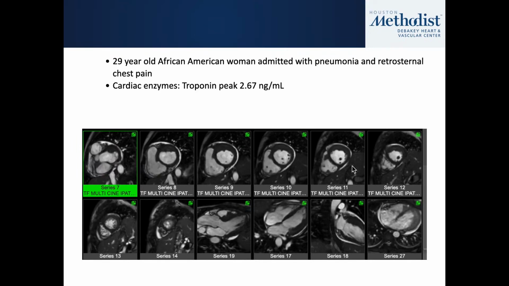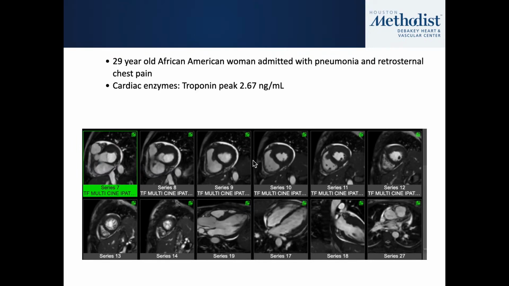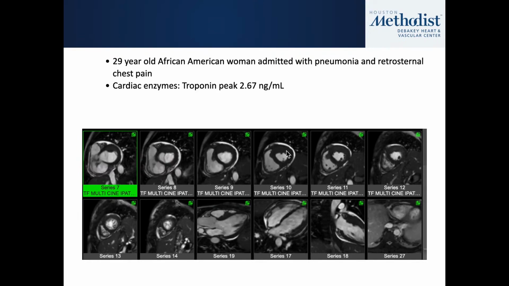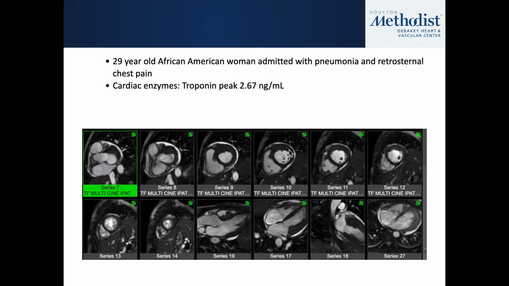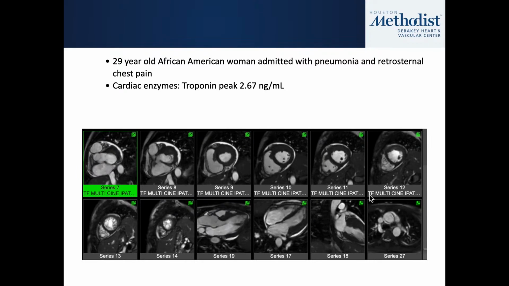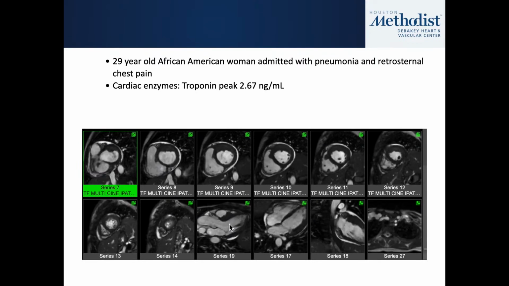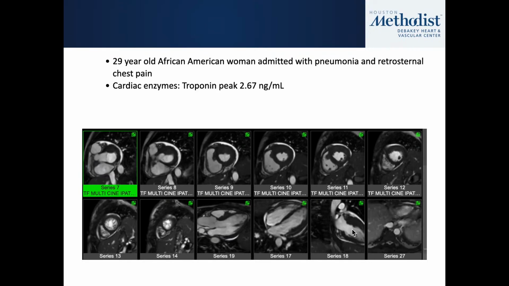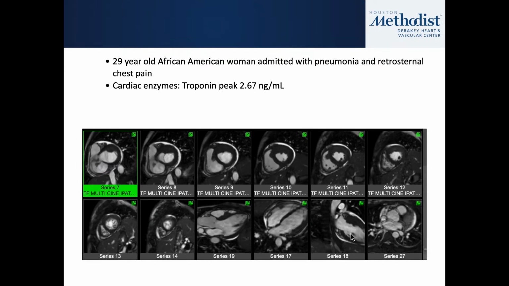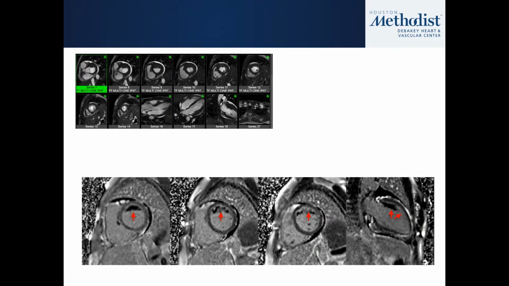When we look at the Cine MRI in this individual, we notice that although overall LV function looks relatively preserved, there does seem to be an area of focal increase in wall thickness here in the anterior wall. And you can see that in the basal as well as the mid-anterior wall, even extending down a little bit to the apical anterior. And if we look at our three-chamber and specifically our two-chamber views, you'll notice this focal increase in wall thickness to be present.